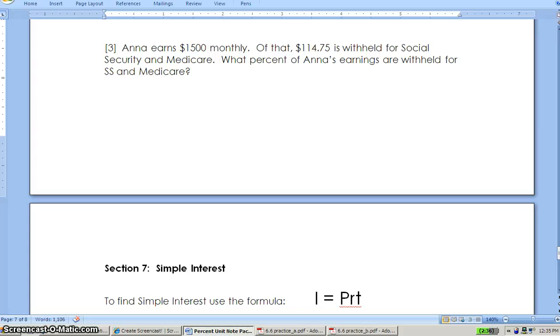All right, on this one, Anna earns $1,500 monthly. Of that, $114.75 is withheld for Social Security and Medicare. What percent of Anna's earnings are withheld? Anytime we find a percent, we are finding the part over the whole. Just like if we took a quiz and you got 5 out of 7, you could put 5 over 7 and then find your percent. So we're going to do the same thing here.